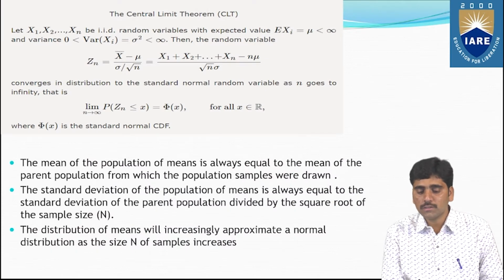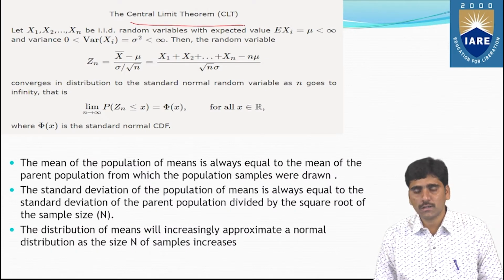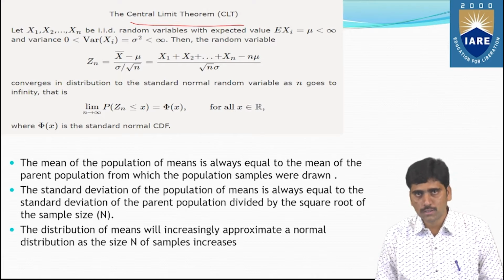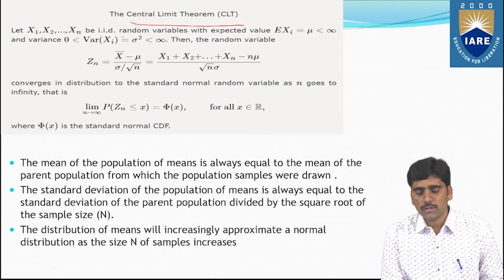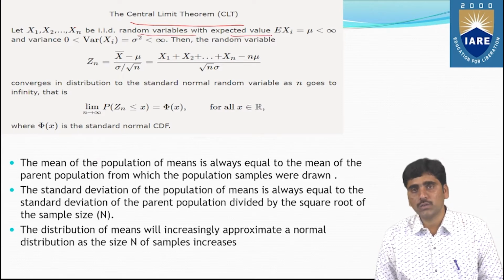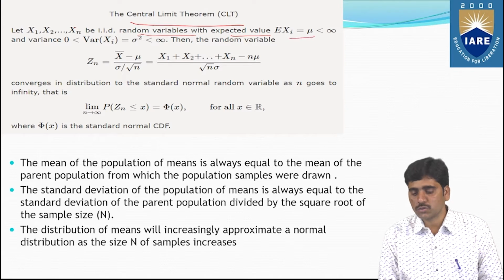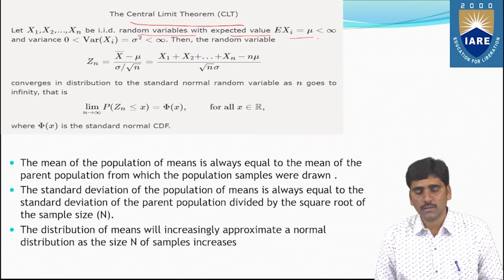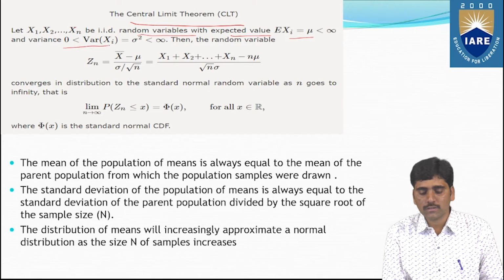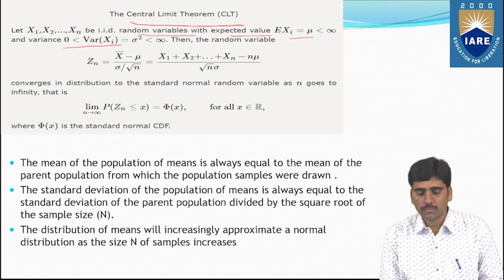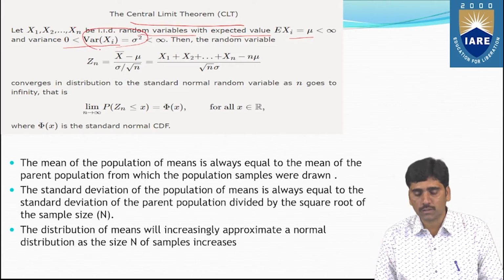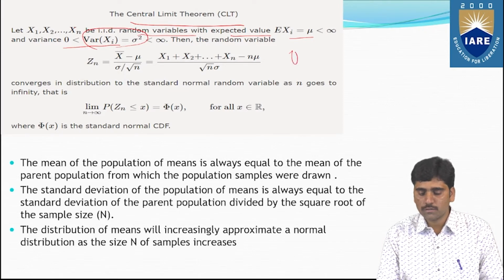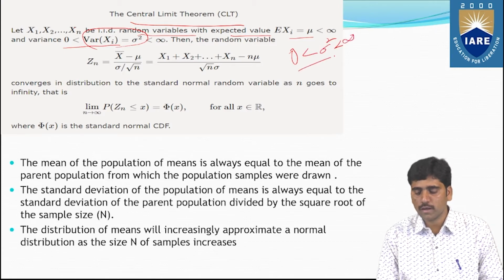So the central limit theorem statement. How are we going to state that? Let x1, x2 up to xn be random variables with expected value E of xi equals mu less than infinity and variance 0 less than variance of xi, that means 0 less than variance of xi less than or equal to sigma square. That means you can write simply 0 less than sigma square less than infinity. You can write it this way.